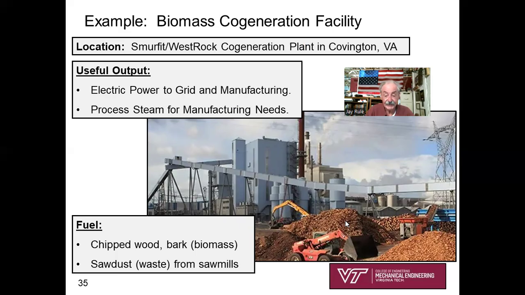That's good news, right? And so we take this fuel that's nearly free and we produce electric power to send to the grid and also for our own manufacturing needs. And we use the process steam that comes out of the turbine for our manufacturing needs, which is a significant amount of heating. And we use that in the paper manufacturing process. So this is a tremendous value to the company now known as Smurfit Westrock.